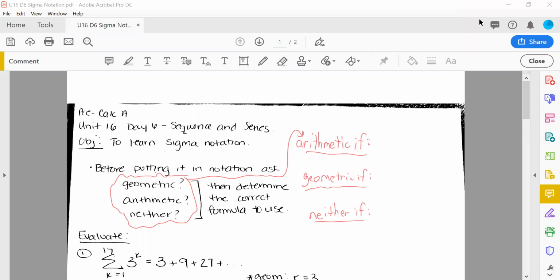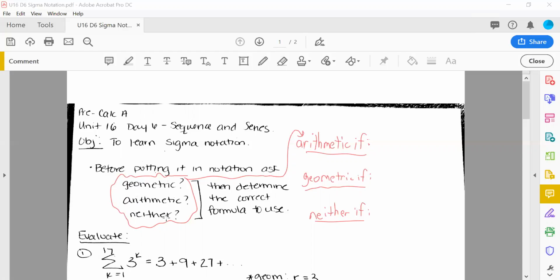All right, so we've been doing this now for the past few lessons, sigma notation. This is not new, but let's devote a lesson to deciding how to simplify sigma notation, or even expand it or solve it in an easier way. Before putting it in any notation or using any formulas, ask yourself this: does the sigma notation represent a pattern that's geometric, or a pattern that's arithmetic, or a pattern that might be neither?